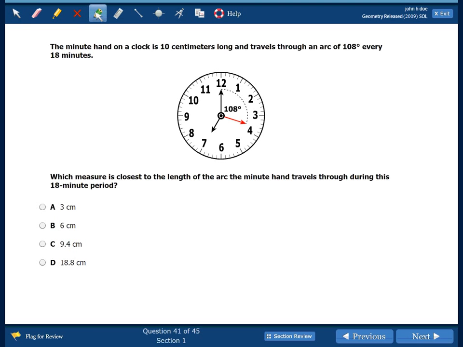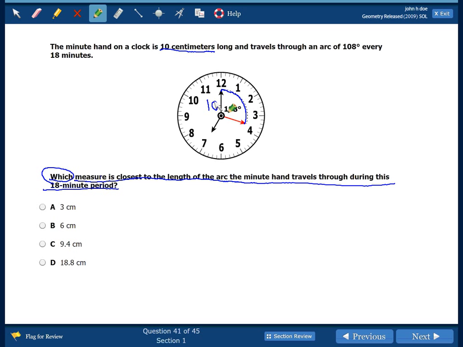This is a problem where we can save ourselves a lot of time just by finding our keyword. Which measure is closest to the length of the arc the minute hand travels during this 18-minute period? So we're very lucky because we have the arc right here. And if you read it, you'll make sure that that's what we have. It says the minute hand on the clock is 10 centimeters. So I guess we need this information here. The minute hand would be the radius. So 10 centimeters long and travels through an arc of 108 degrees every 18 minutes.